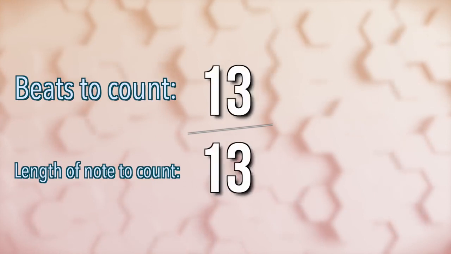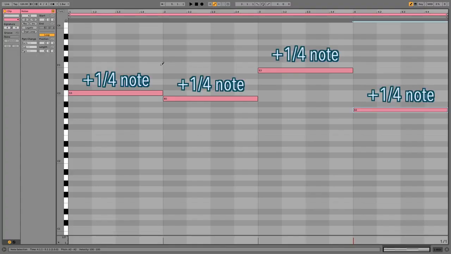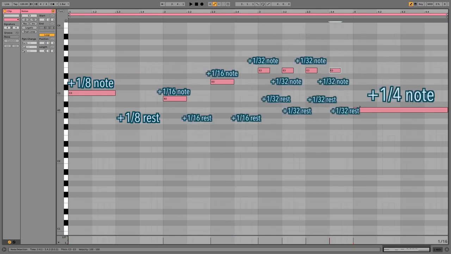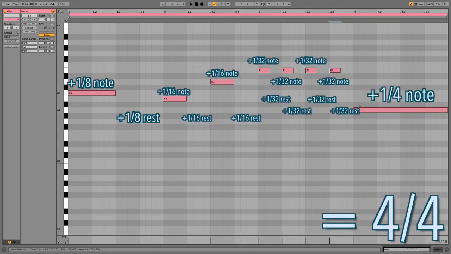The most common time signature is 4/4. This means we count 4 beats in a bar, and the lengths of notes within this bar must add up to the equivalent of 4 quarter notes. Granted, we can use any combination of notes and any combination of rests to fill up this space as long as they add up to the equivalent of 4 quarter notes. Sound confusing? That's because it is.